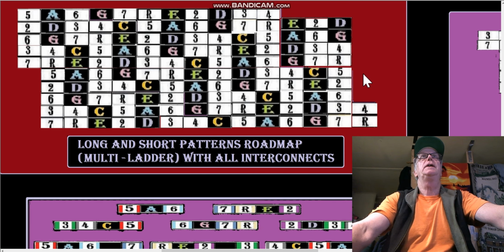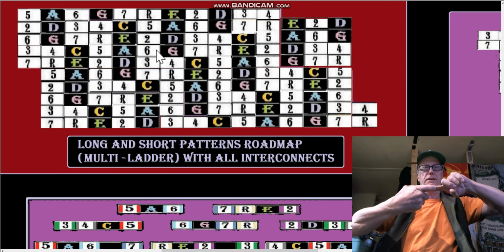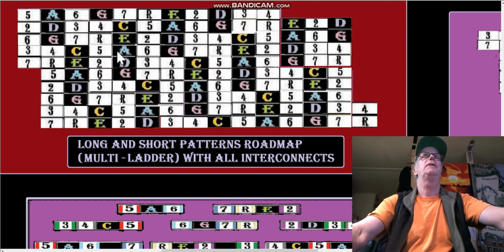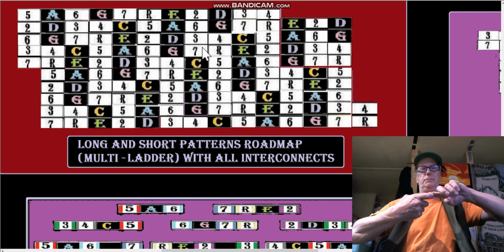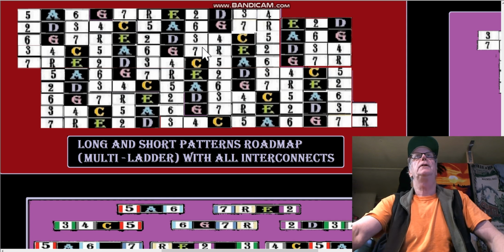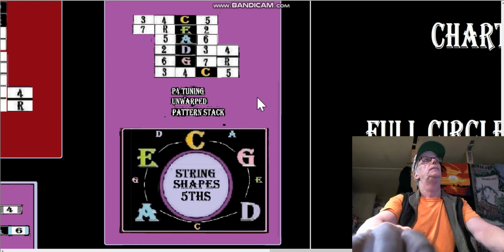If we look over here again, we start here with CAGED. Got 3, 4, 5, but then with A is 5, 6. So they're linked together by the 5, and then 5, 6 is linked together by the 6 with 6, 7, root. 7, root, 2 is linked together with 6, 7, root by the 7, root. So with CAGED, they're linked together like that.